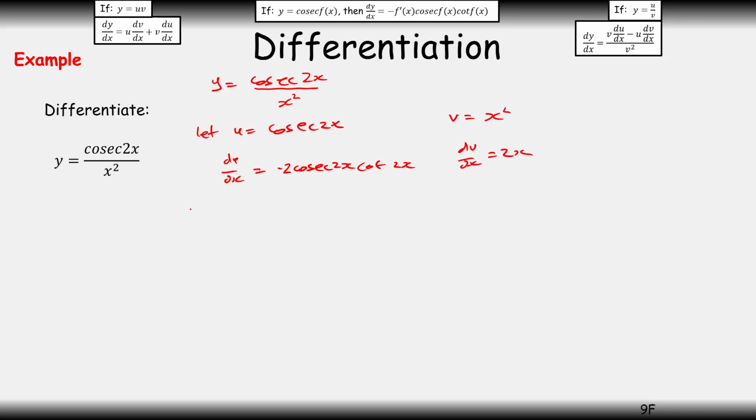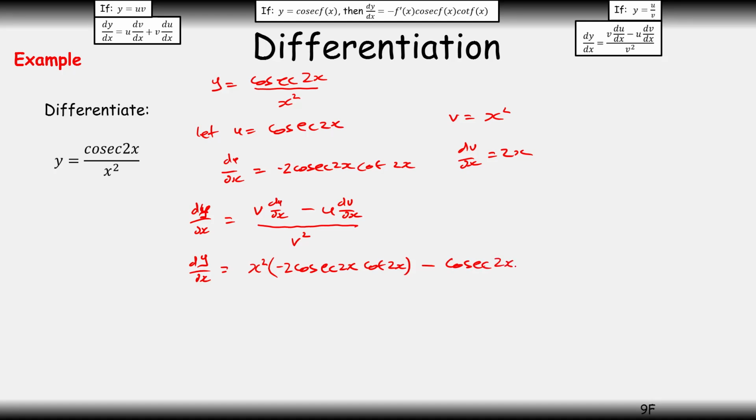Okay, so my formula, quotient rule, dy by dx is equal to v du by dx minus u dv by dx, all divided by v squared. So I can sub in for what I've got. V is equal to x squared times du by dx, minus 2 cosec 2x cot 2x, minus u, cosec 2x, times 2x, dv by dx, all divided by v squared, x squared squared.